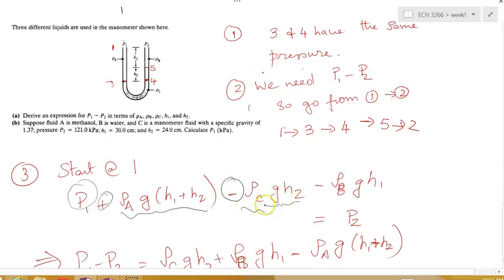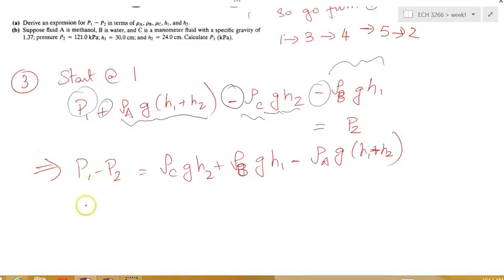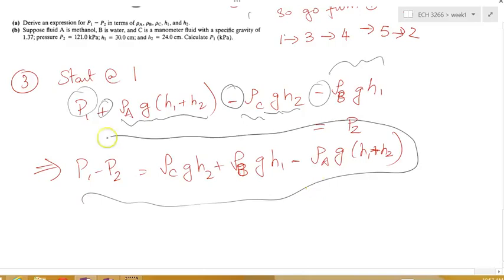Now I go from 5 to 2, again the pressure decreases as I go up. How much does it decrease by? Rho B times g times h1. And now I'm at 2, hence this whole quantity is equal to P2. And that's it, really simple. Now I have the expression for P1 minus P2.